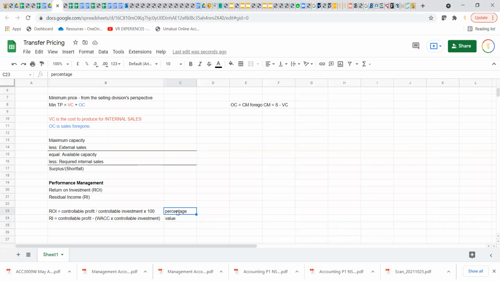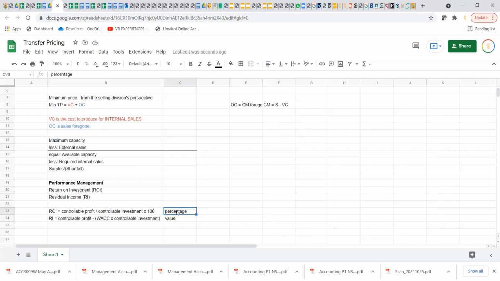One of the pros of ROI, return on investment, is that it's easy to understand: 18%, 20% relative to your target of 20% or 25%, whatever. RI is a value, and the pro of this is that it gives you an actual value, whether you're generating a profit or not. So that is the positive of RI. The negative of RI is that it's not as easy to understand as ROI.